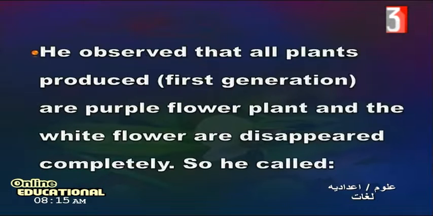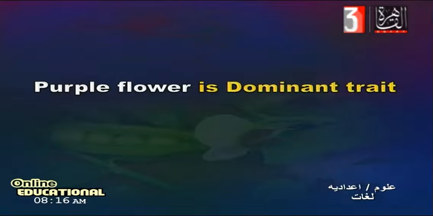Observation. In this experiment, he observed that all plants produced in the first generation are purple flower plants, and the white flowers disappeared completely. So he called the purple flower the dominant trait.